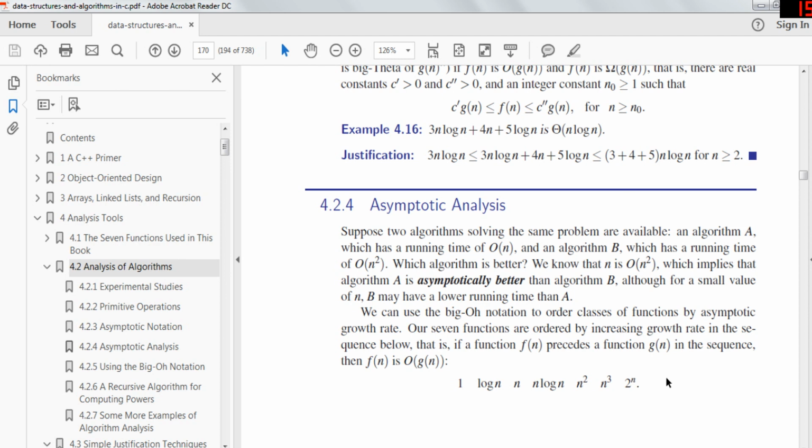We can use the big O notation to order classes of functions by asymptotic growth rate. Our 7 functions here are ordered by increasing growth rates. So if a function precedes another function, that means it's less than it. It's just all the growth rates, and each one is less than the next. We're just showing which algorithm is better, which growth rate is better for each of these functions. That's what we're saying here, okay?